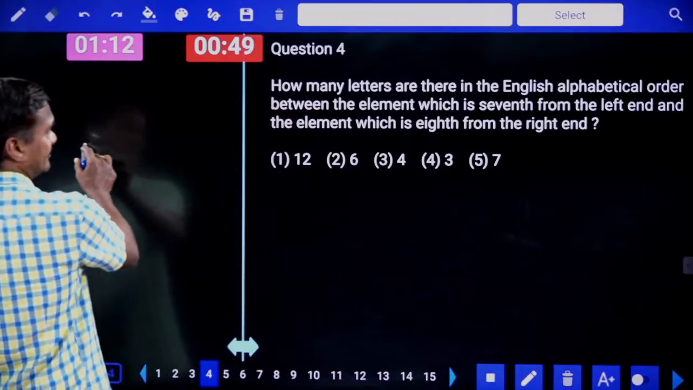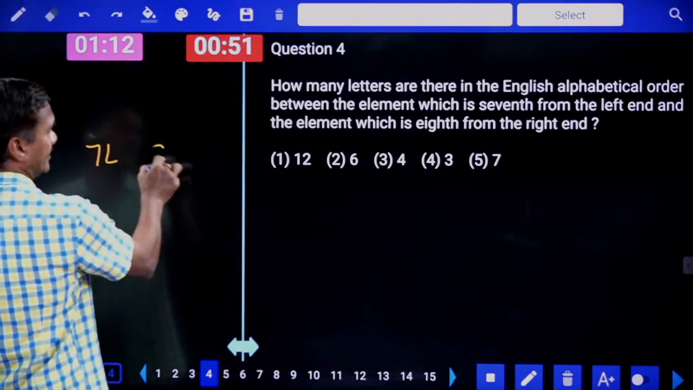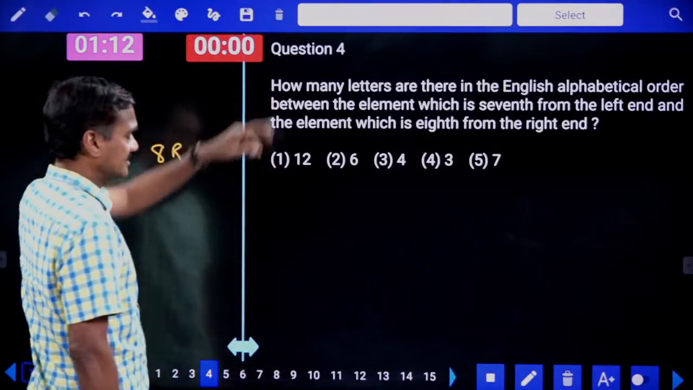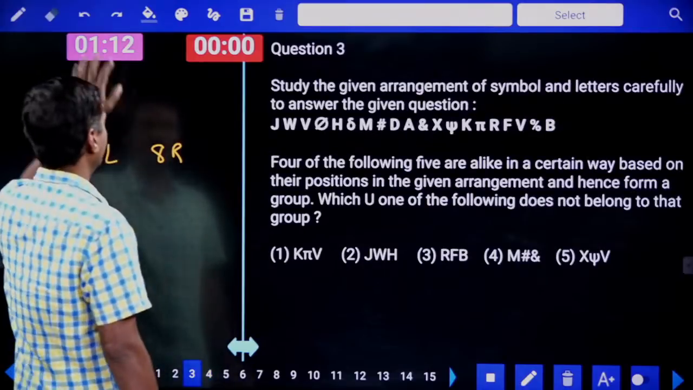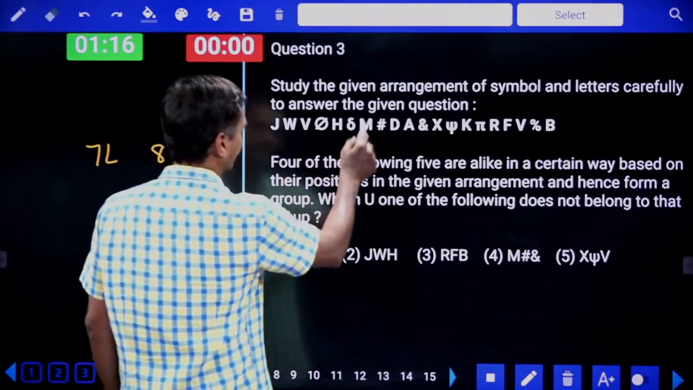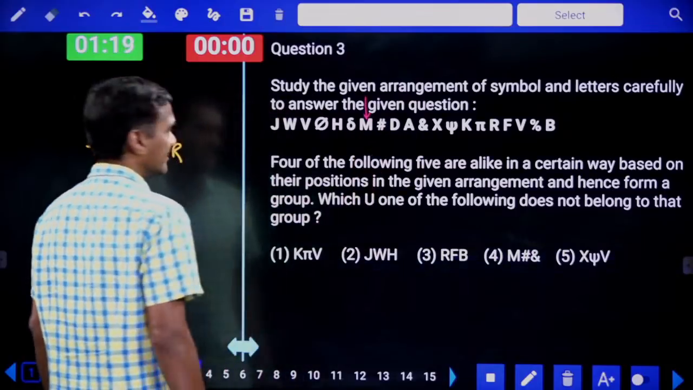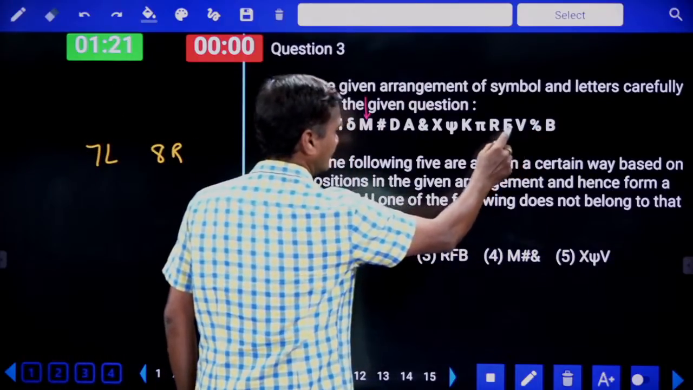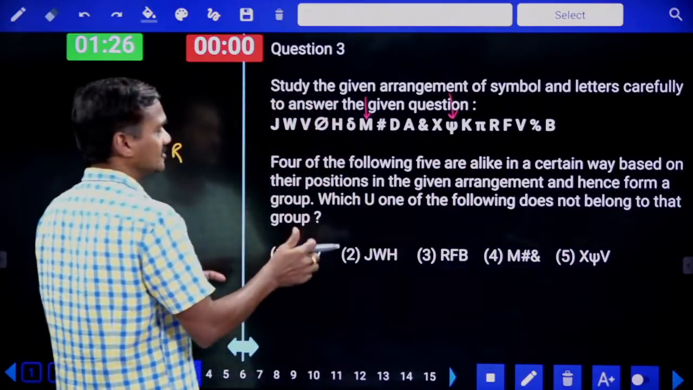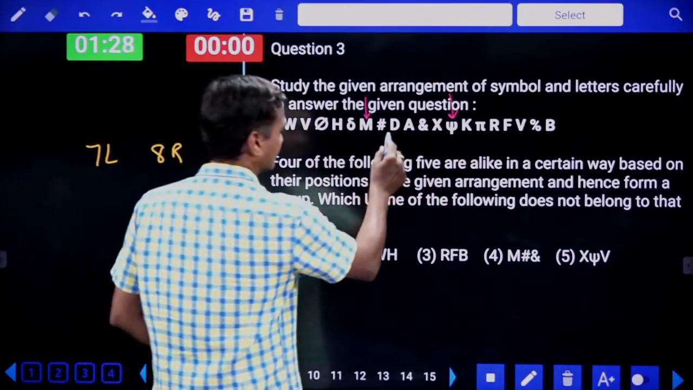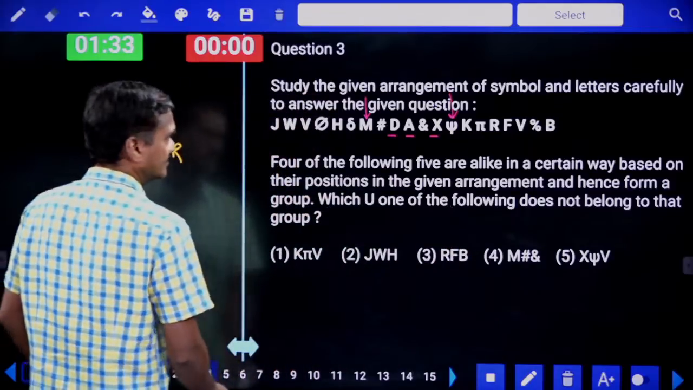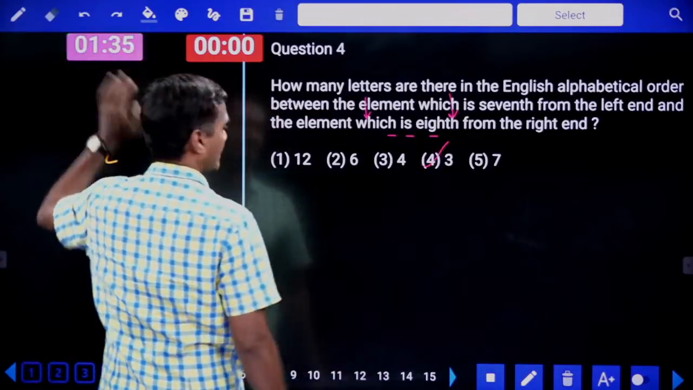7th from the left and 8th from the right end. It is based on the given sequence itself. Here the sequence is not displayed. Now let us check. 7th letter from the left hand: 1, 2, 3, 4, 5, 6, 7. 7th letter from the left hand is M. 8th from the right hand: 1, 2, 3, 4, 5, 6, 7, 8. 8th from the right hand is this one. Now between these two, how many letters are there? 1, 2, 3. There are only 3 letters. Now 3 is given in which choice? 3 is given in choice 4.